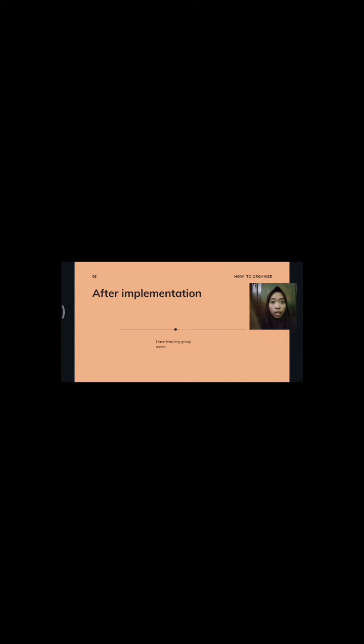As we move to the next part, that is after implementation. In after implementation, you have to assess the group work. As a teacher, you have to assess how they work together, how they perform, and how they improve the functioning. That's all for my presentation.